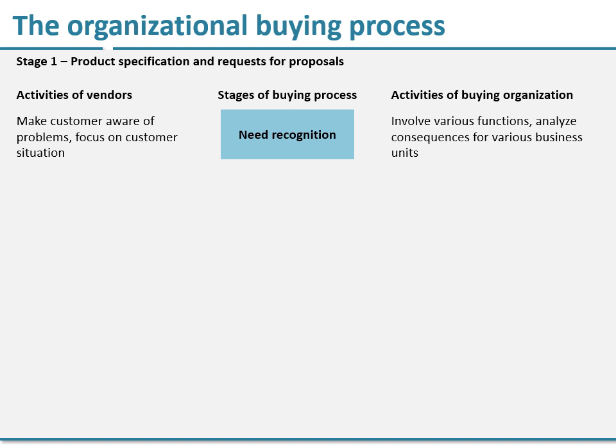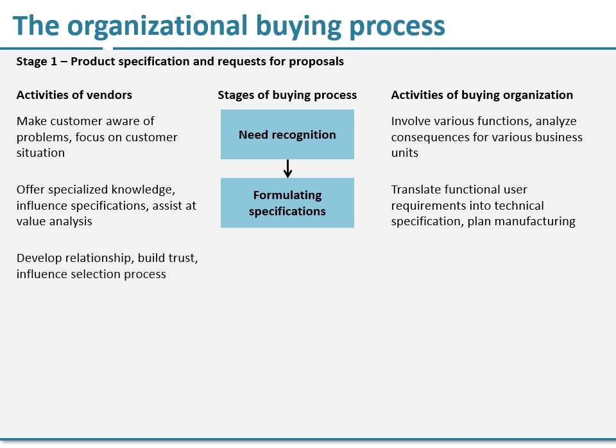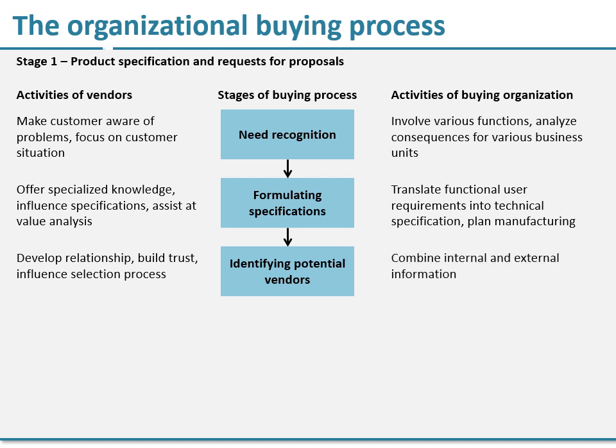Next, let's look at the activity of the vendor. Offer specialized knowledge, influence specifications, assist at value analysis. This stage of buying process is formulating specifications, where the activity involved would be to translate functional user requirements into technical specifications and plan manufacturing. Next, the activity of the vendor is to develop a relationship, build trust, influence the selection process. This requires identifying the potential vendors. The activity here would be to combine the internal and external information.